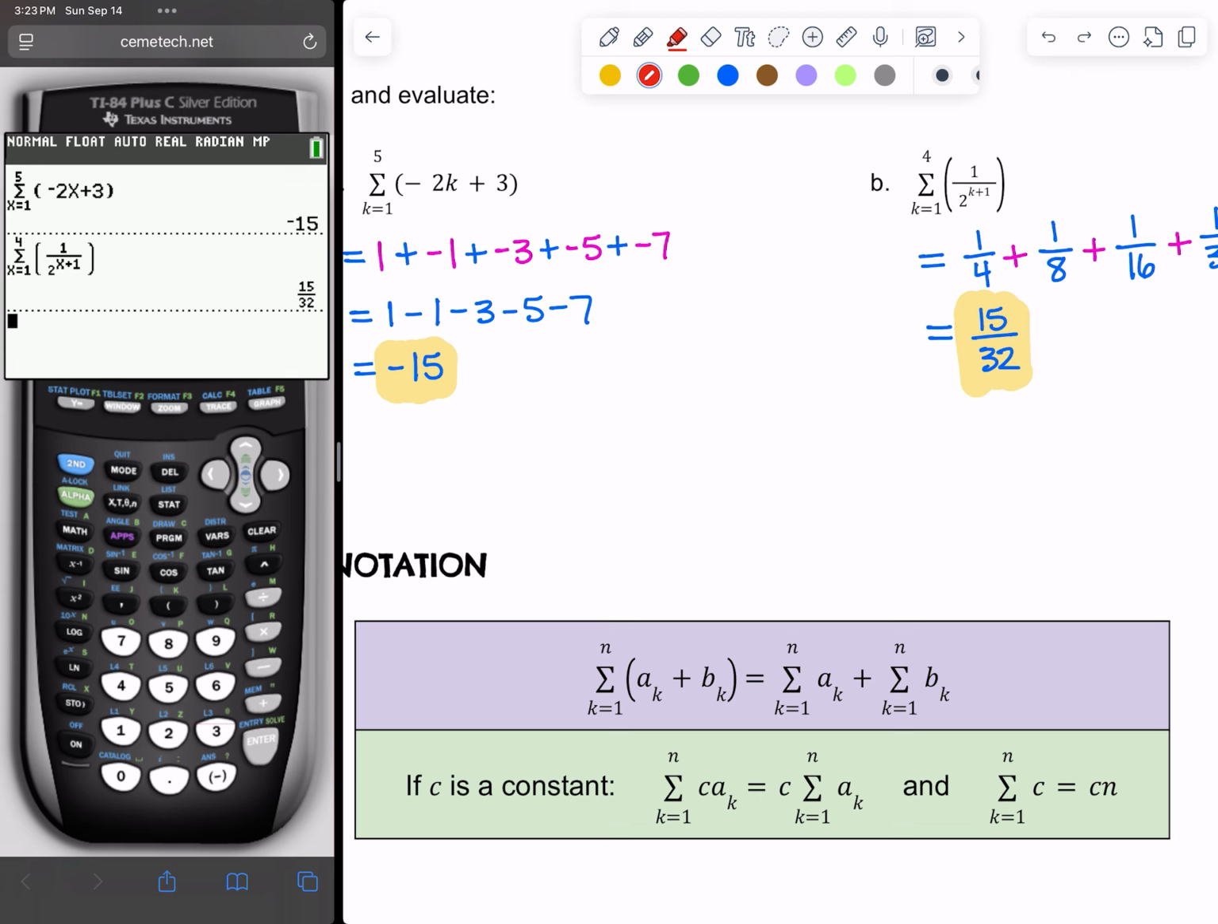And last but not least, if you have the sum of a constant going from k is equal to 1 to whatever number you want to have it at, it's just the same thing as keeping the number of the last term and you just multiply it by the constant.